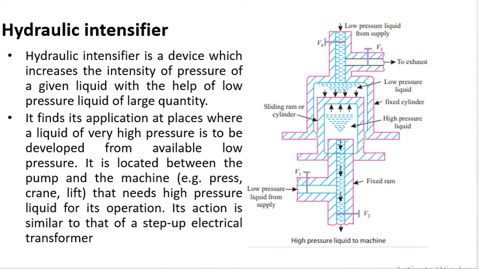So we will discuss the construction and working of this intensifier with the help of this line diagram. You can see in this diagram that a hydraulic intensifier consists of a fixed ram, which is surrounded by a sliding cylinder. This is the sliding cylinder, which is itself encased in a bigger and fixed cylinder. This is the bigger and fixed cylinder and this is the sliding cylinder.